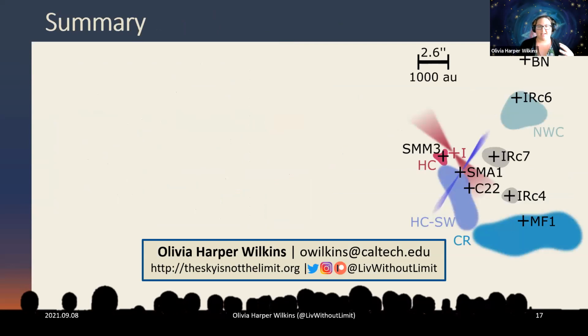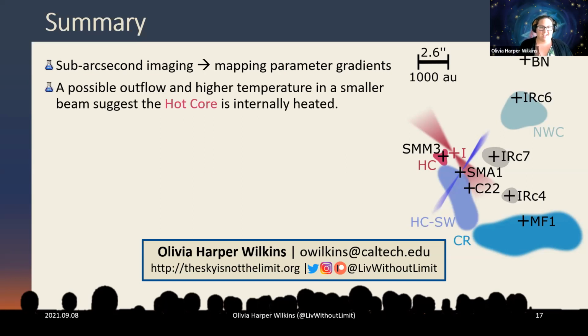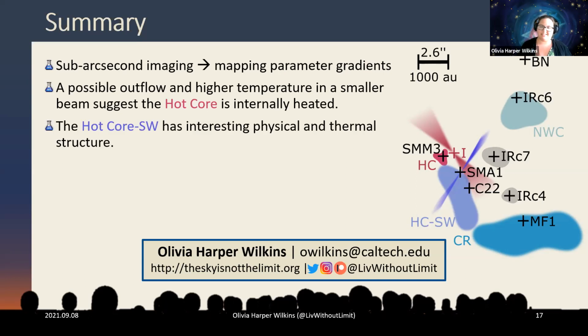Even if you're not interested in Orion KL itself, I hope that you can appreciate that the sub-arcsecond imaging that we can do with ALMA allows us to map parameter gradients and get a different view of different interstellar environments, and that's cool. It also seems that there might be some kind of outflow structure in the hot core, and that our delta T suggests that the hot core might be internally heated. And then the hot core southwest is just really interesting, both physically and thermally. So with that, look out for the paper, hopefully coming soon to ApJ.